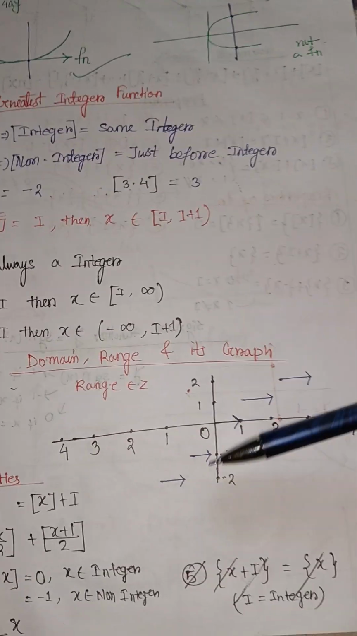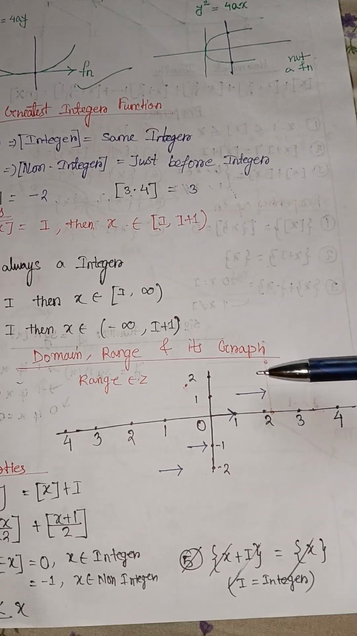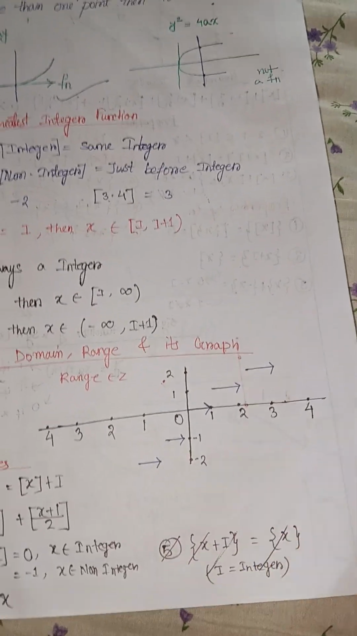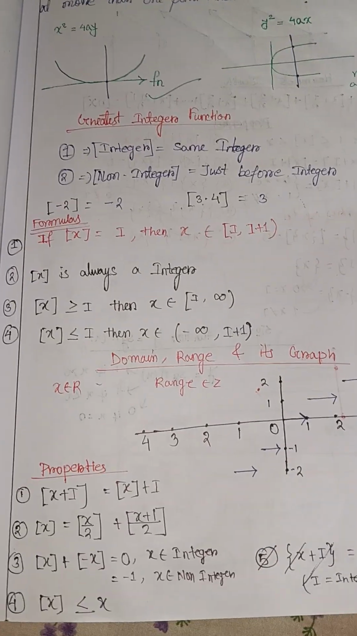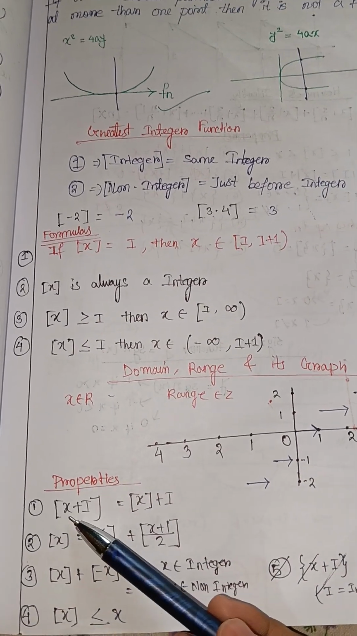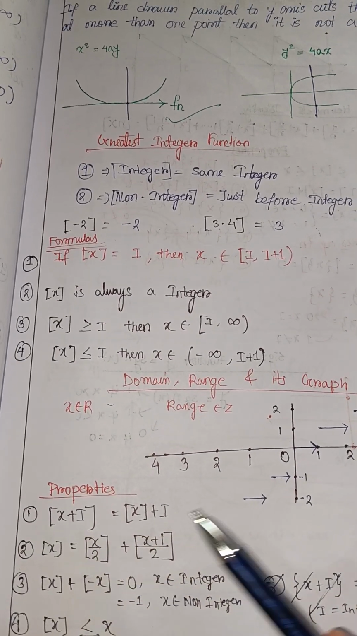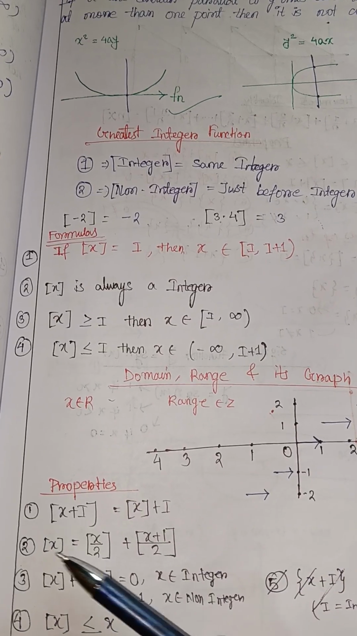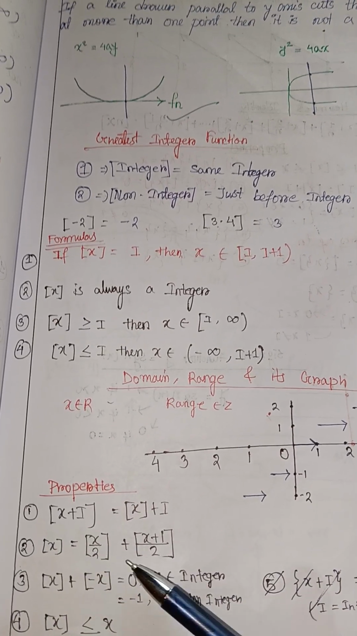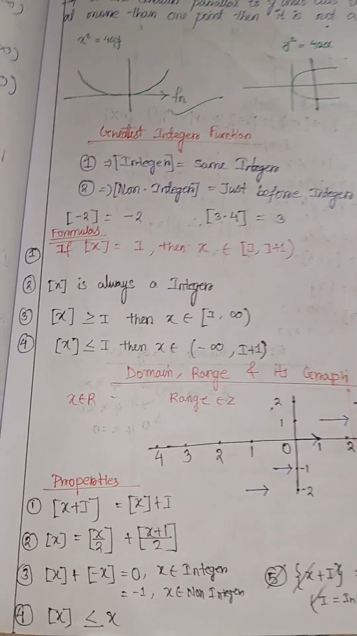So that's the graph of domain and range. The graph looks like arrows at the position of x. There are some important properties, like floor of x plus I is equal to floor of x plus I, where I comes outside the floor. Floor x is equal to floor x by 2 plus floor of x plus 1 by 2. Those are the properties of the function.